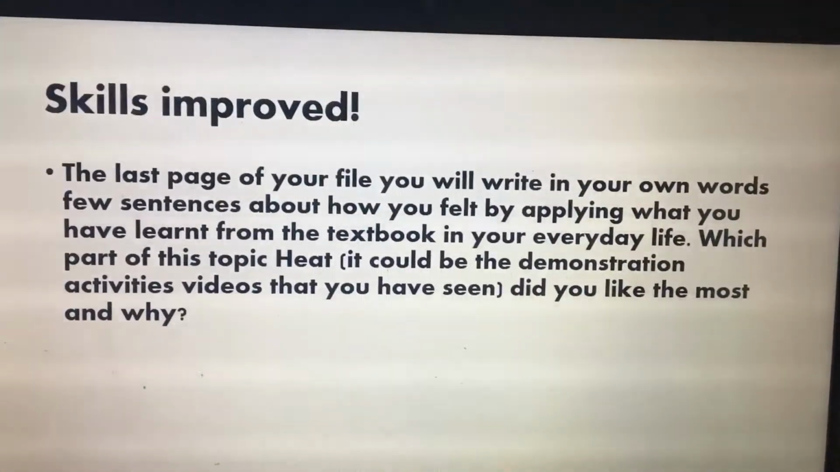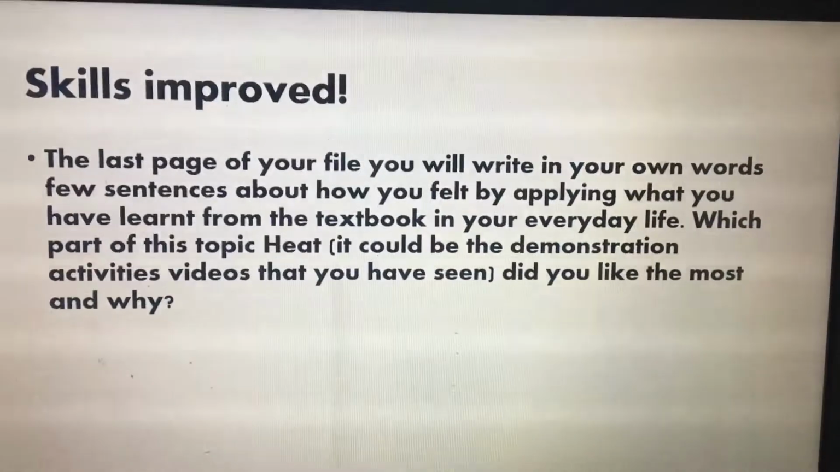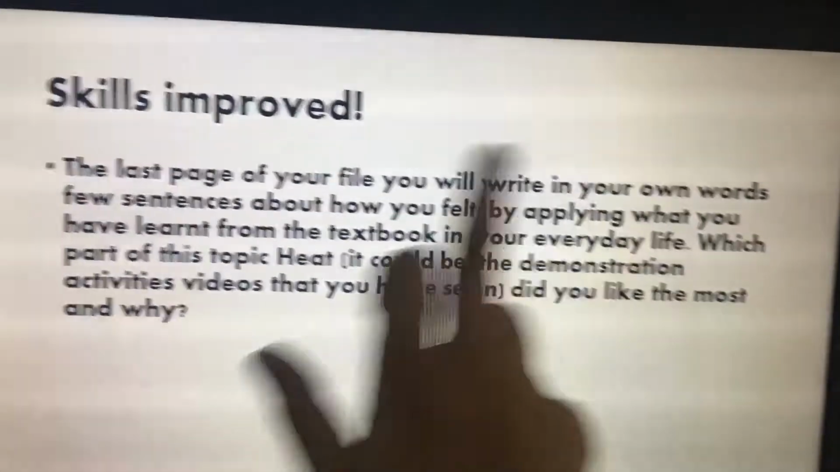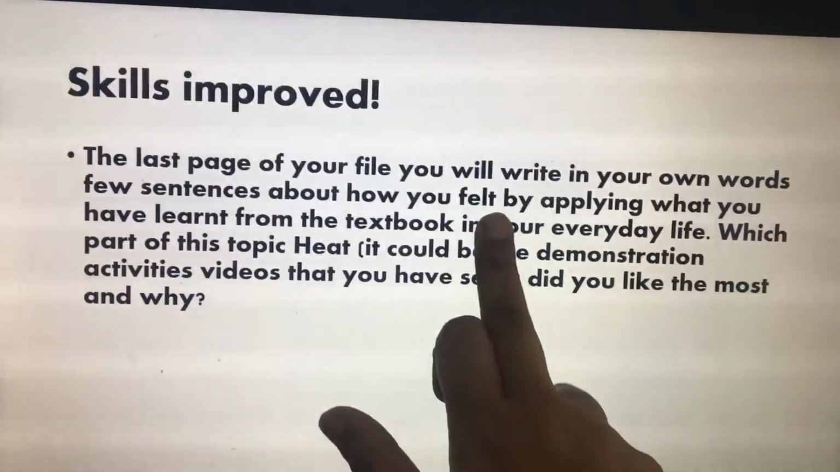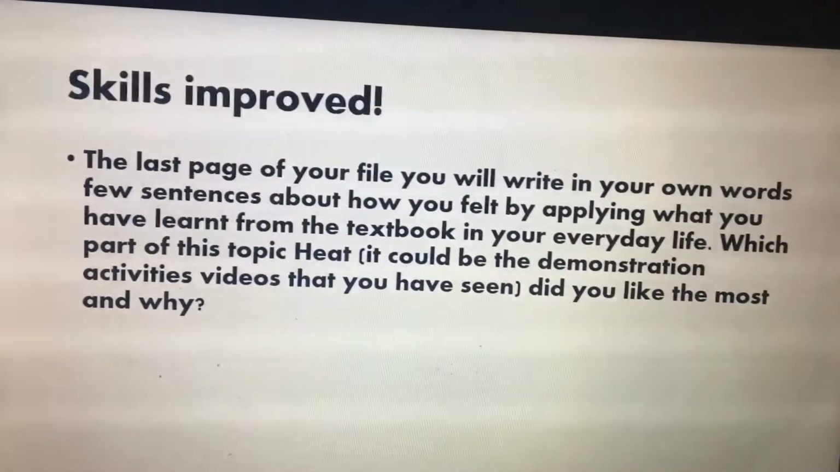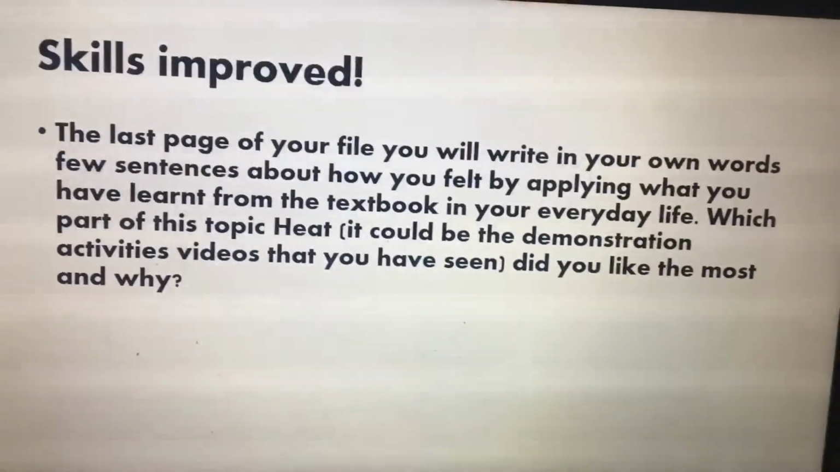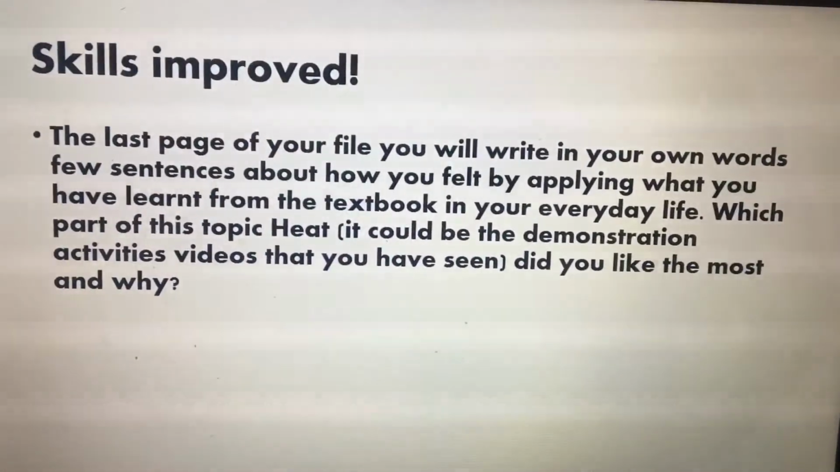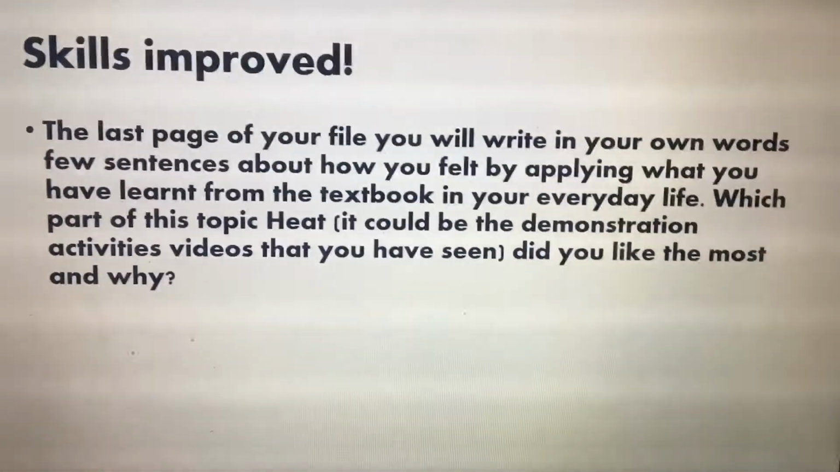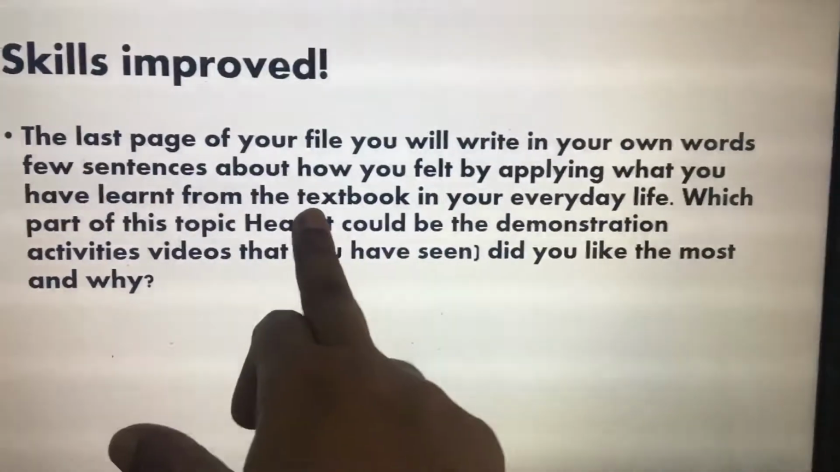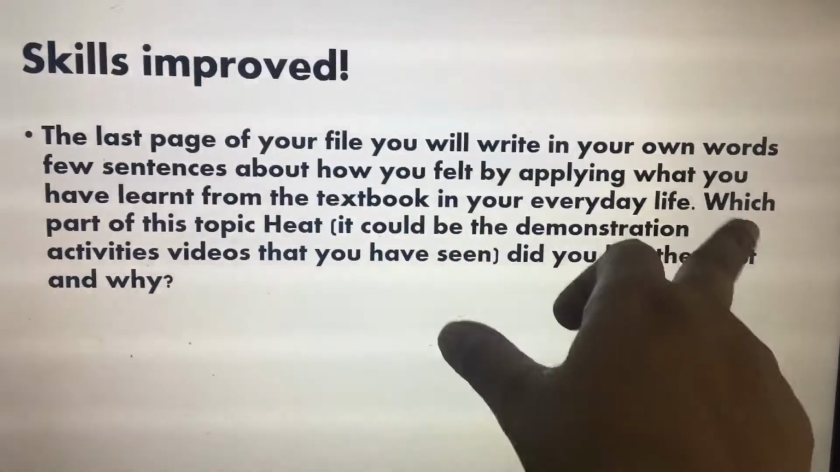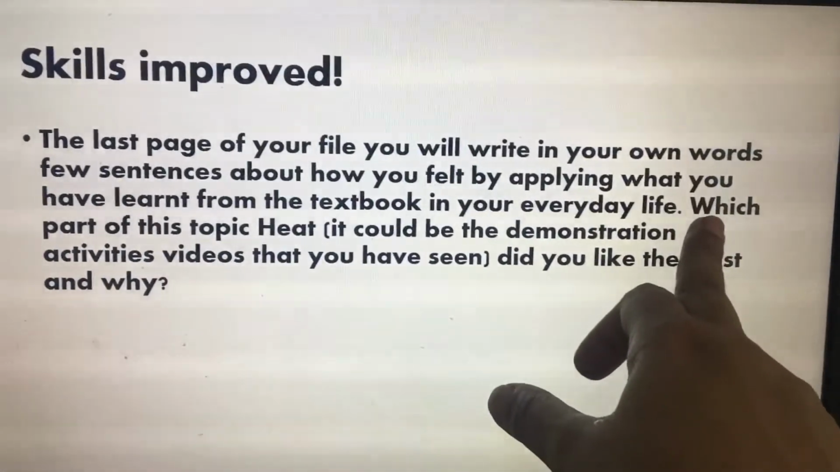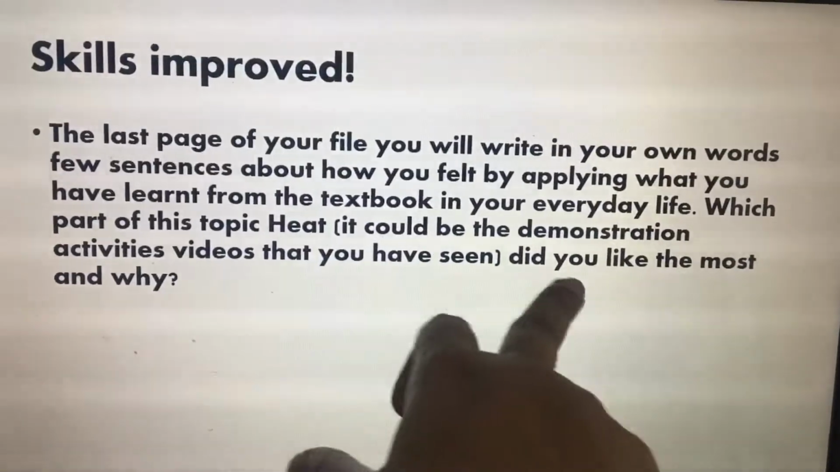So in the last page, what skills have you learned? You have learned something, right, out of this assignment. In the last page you will write in your own words what you have learned by doing this holiday homework, right? Have you got to know your family members better? Have you learned better how to do the measurement using a thermometer, right? And you have also learned about the precautions that you are taking. So all that you have learned by doing this activity, you will write here. Whatever you have learned in the textbook, you are applying in your everyday life, isn't it, children? And you will also write which activity or which topic in this heat lesson you liked the most and why.